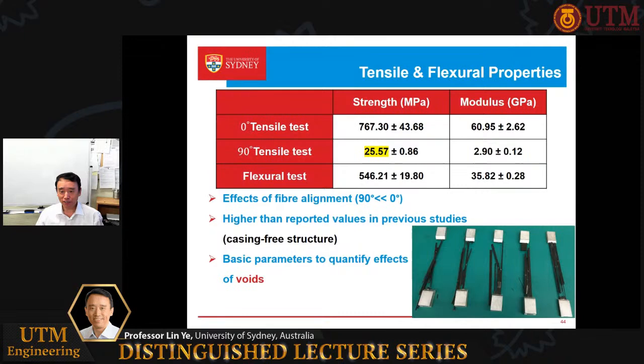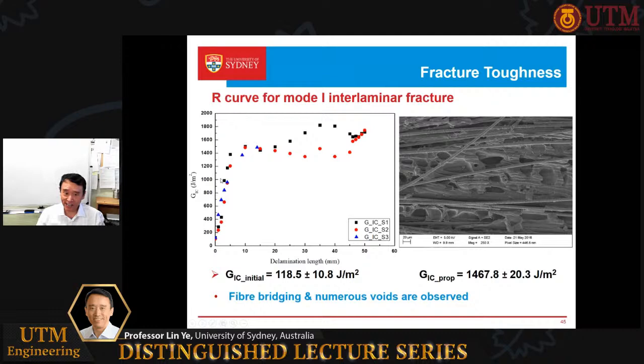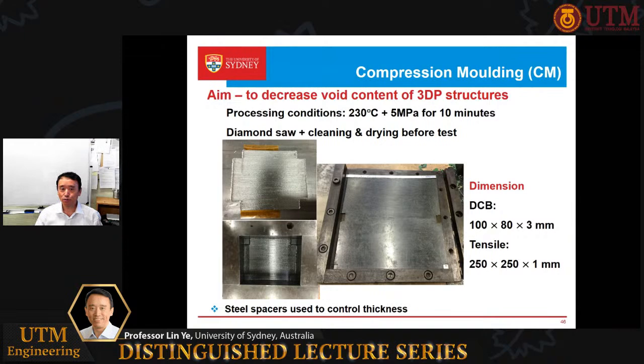So we have a lot of voids inside. Then we also did the interlaminar fracture, which is between the layers. We split them, between the layers. The crack initiation energy is really, really low, even though fiber bridging gives you a higher value for the propagation. If you look at the microstructure inside, you have a lot of voids, okay. So what do we do? Follow the same idea, but then, is this a material issue or a manufacturing issue?